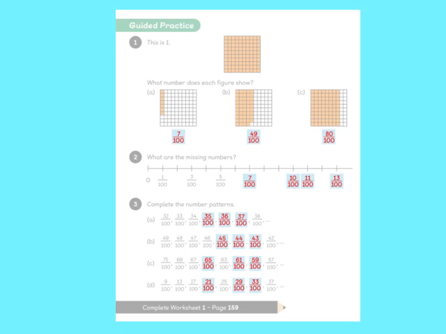Okay, so here are the answers to the guided practice. I hope you got on okay. Could you see that in question 3C, the hundredths were going down 2 hundredths at a time? So it went 71 hundredths, 69 hundredths, 67 hundredths, 65 hundredths. And in question D, the number pattern was going up 4 hundredths at a time. There was a gap of 4 between each of these numbers. So it went 9 hundredths, 13 hundredths, 17 hundredths, 21 hundredths, and so on.